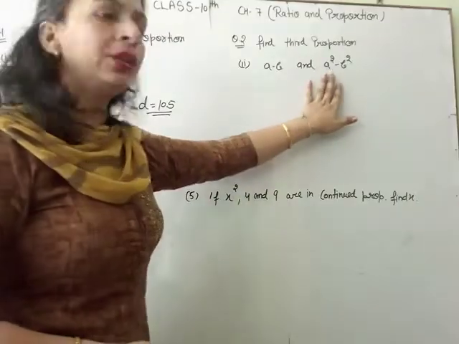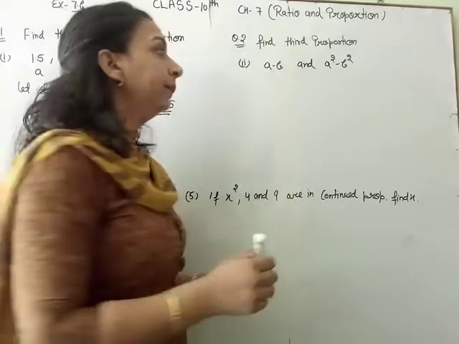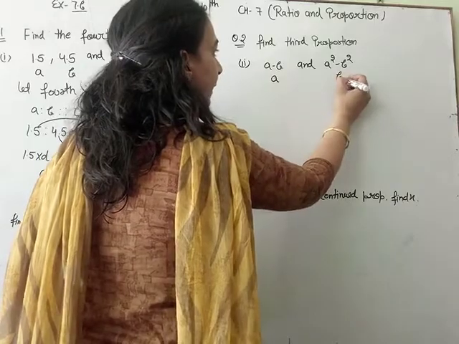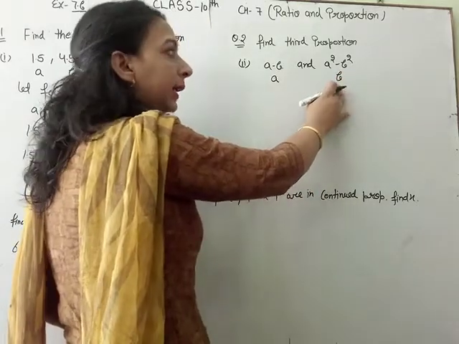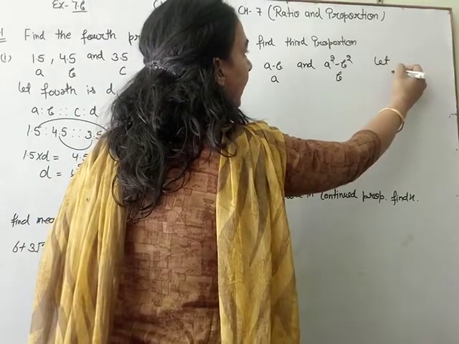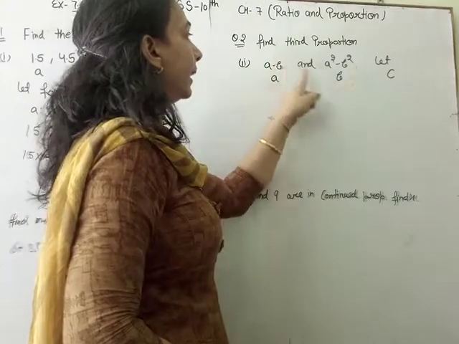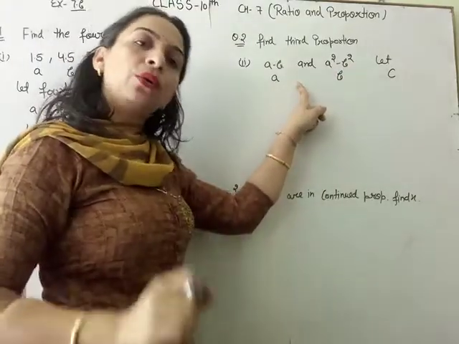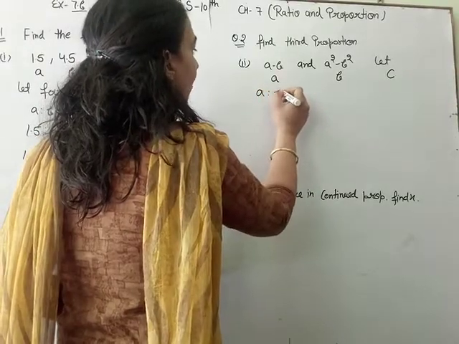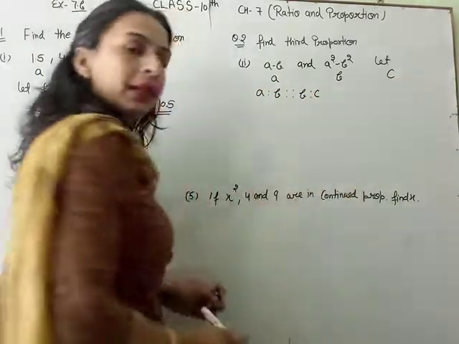Student, there are only 2 given and we find the third. That means these are in continued proportion. If this is the first and this is B, and B is the mean, we find the third. The third is C. If only first, second and third, that means these are in continued. Then according to continued, A ratio B proportion B ratio C. We find the value of C.